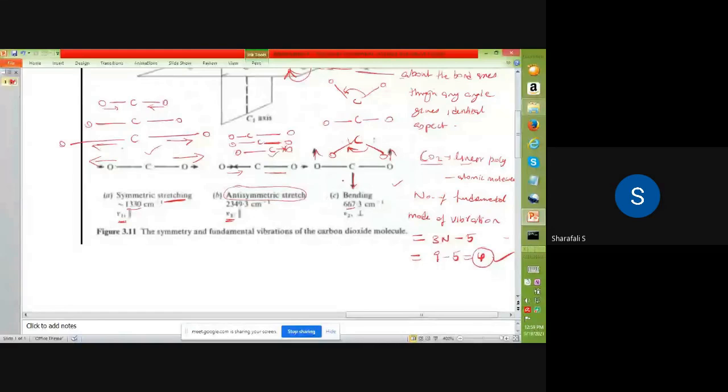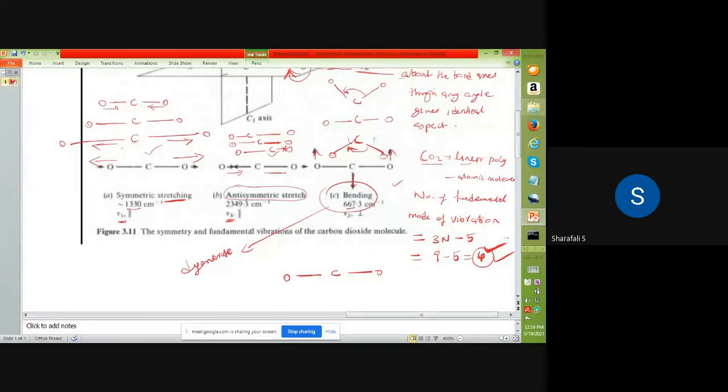We also need one more mode of vibration, because by theoretical calculation we get 4 modes of vibration. So in this bending mode we have another mode with the same energy, same frequency, everything the same. That's why we call this particular bending mode degenerate. This mode is degenerate because there are two different kinds of vibration with the same energy, but in different directions.